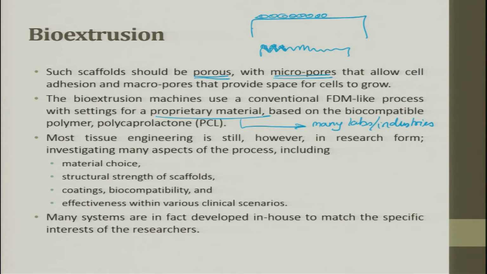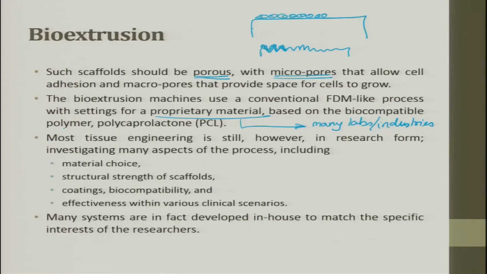Okay. You can use light to solidify, you can allow free atmosphere to solidify, you can allow oxidation to happen. So, many materials are getting integrated based on the biocompatible polymer. Polycaprolactone, PCL, is a material which is generally used. Most tissue engineering is still, however, in the research form. Investigating many aspects of this process includes material choice.